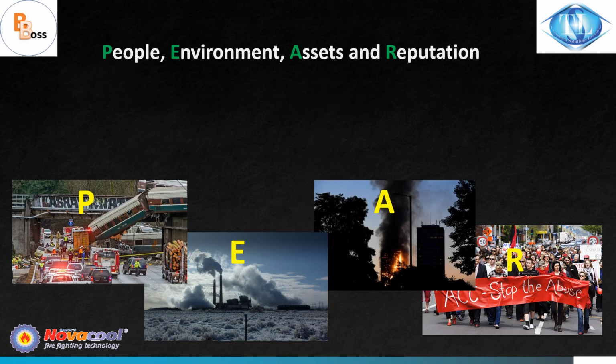Okay, so these are examples you can see here. That train that collapsed, the smoke and thermal pollution for the environment, the building cotton fire, that is assets, and this group of people protesting against some company that did something wrong.